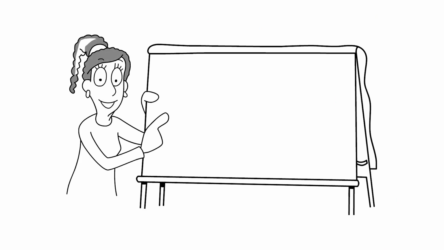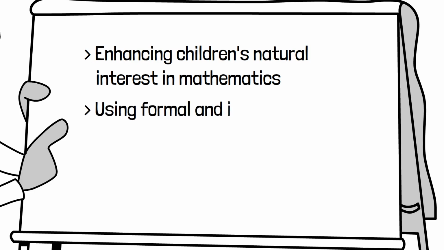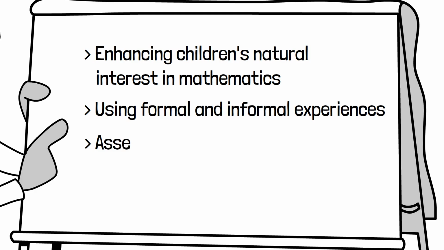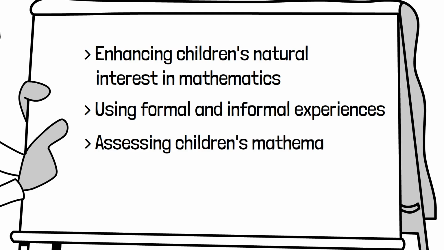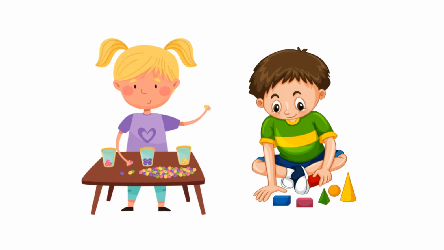steps. Research-based recommendations for high-quality learning activities in the first 6 years of life include enhancing children's natural interest in mathematics, using formal and informal experiences, and assessing children's mathematical knowledge. These recommendations emphasize the importance of creating a rich mathematical environment where children can explore and discover mathematical concepts through play and structured activities. For example, activities like sorting objects, playing with shapes, and exploring patterns can help young children develop a strong foundation in mathematics.